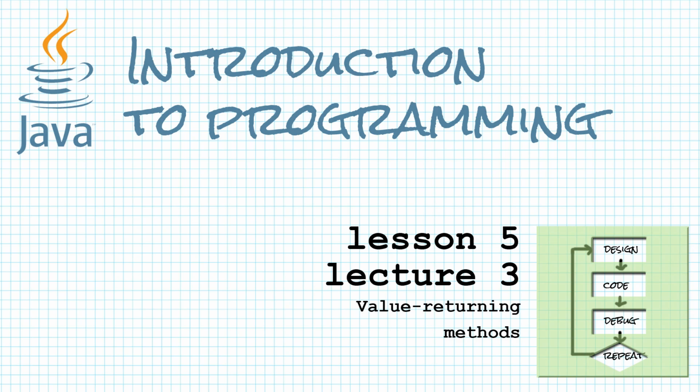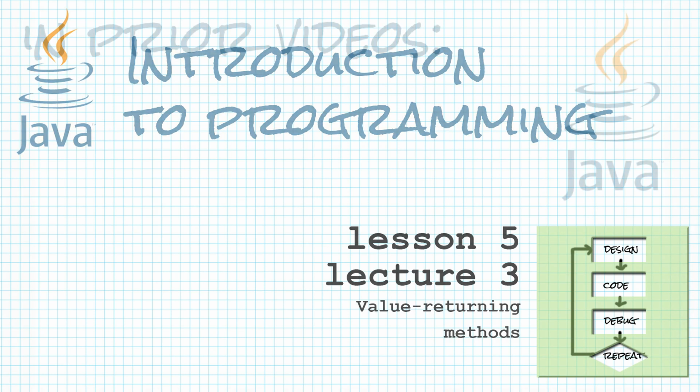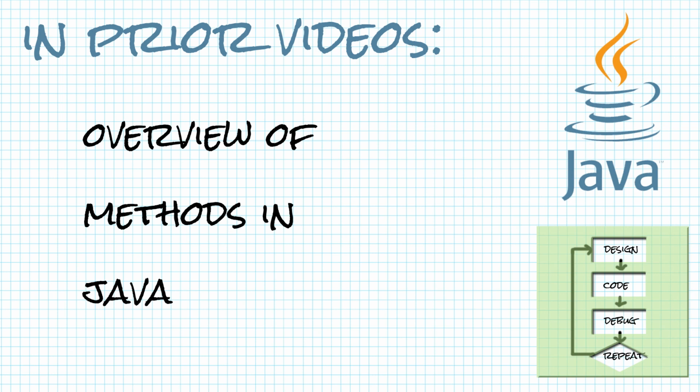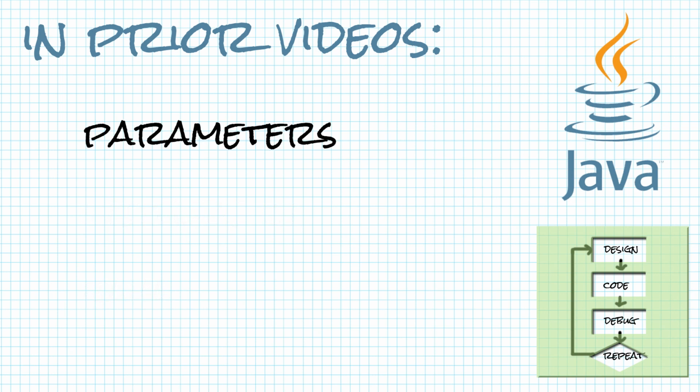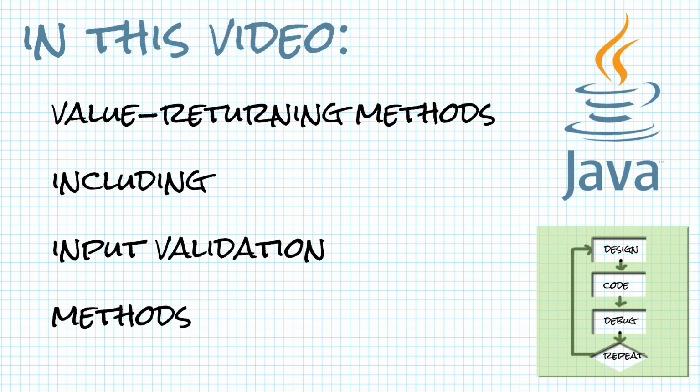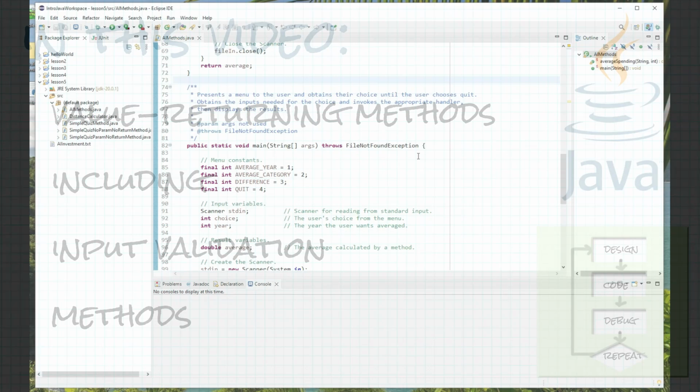This is the 28th video in the Introductory Programming in Java full course and the third video of Lesson 5, Static Methods in Java. In the first video of this lesson, we looked generally at static methods in Java, and in the second, we took a deep dive into parameters. Today, we're going to look at value returning methods in detail. Let's get right into it.